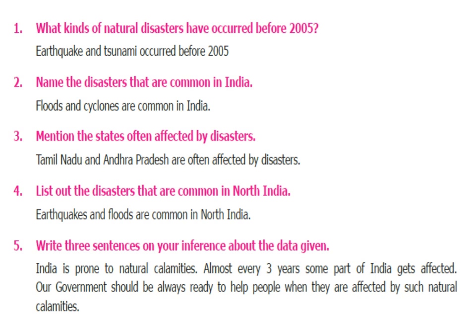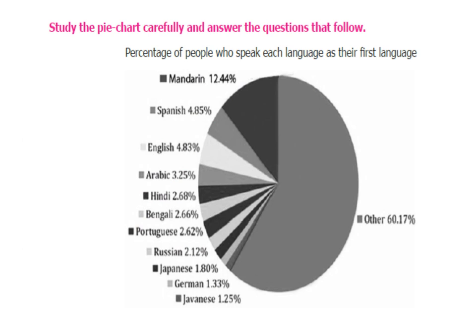Write 3 sentences on your inference about the data given. India is prone to natural calamities. Almost every 3 years, some part of India gets affected. Our government should always be ready to help people when they are affected by such natural calamities. Now, one other textual exercise. Study the pie chart carefully and answer the questions that follow.